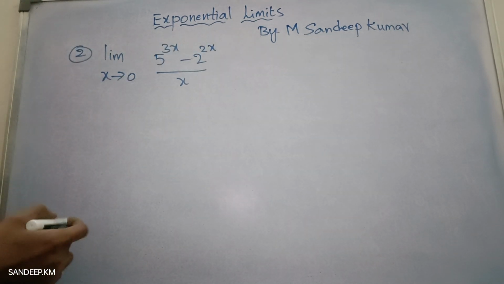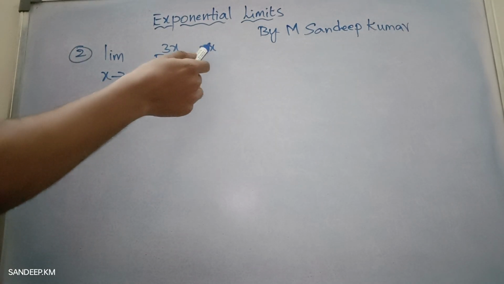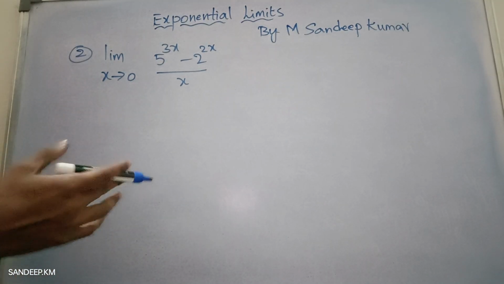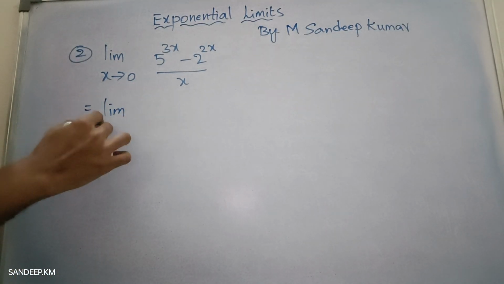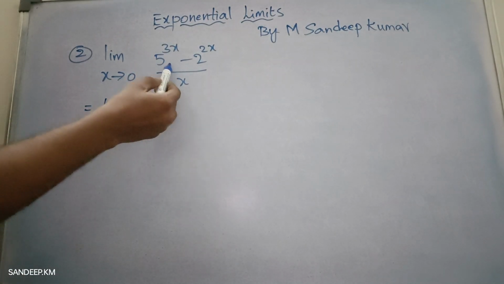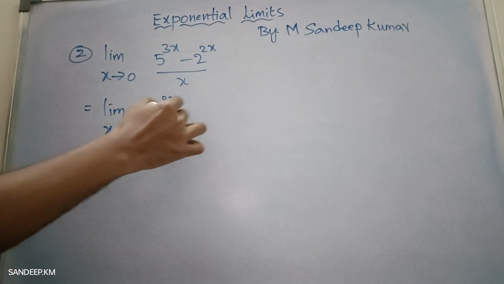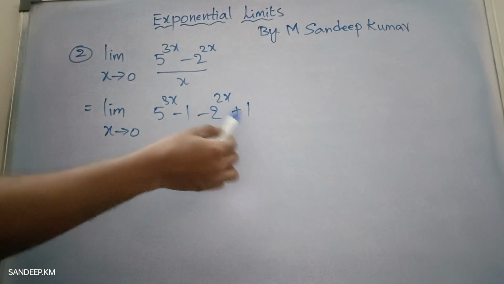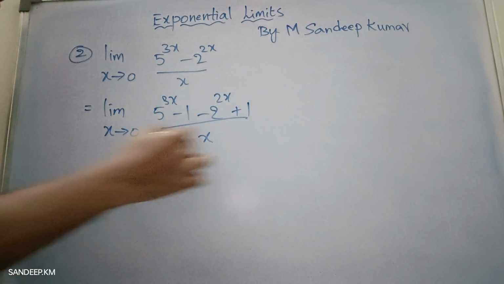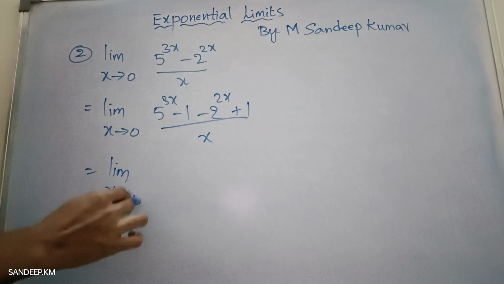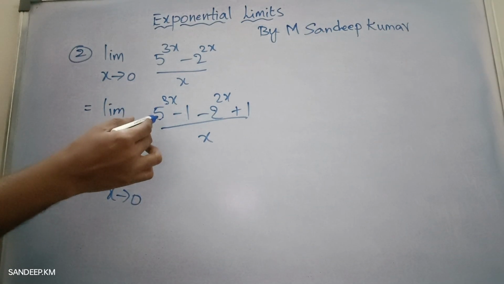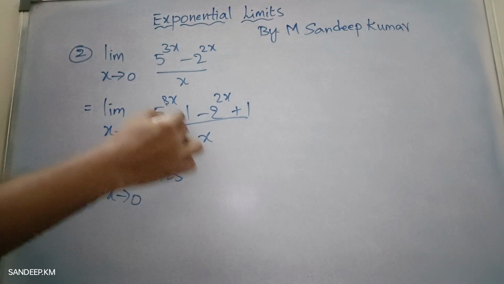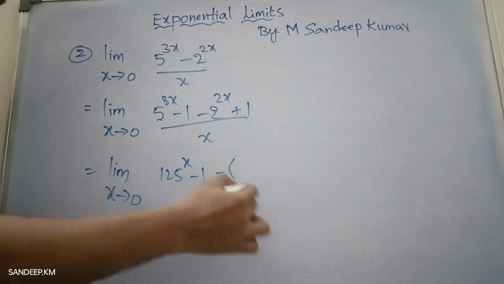Here is our question. Limit x approaches 0, 5 power 3x minus 2 power 2x divided by x. So let us see how to solve it using a power x minus 1 by x form. So what I am going to do in numerator is, I will subtract 1 and I will add 1. So 5 power 3x minus 1 minus 2 power 2x plus 1. So I just subtracted 1 and I added 1 and with common denominator. So dear students, limit x approaches 0. This is 5 power 3x. We can also write it as 5 cube whole power x, and 5 cube is 125 power x, correct or not? Minus 1, and in these two I will take minus common.